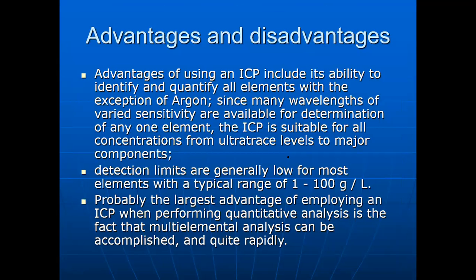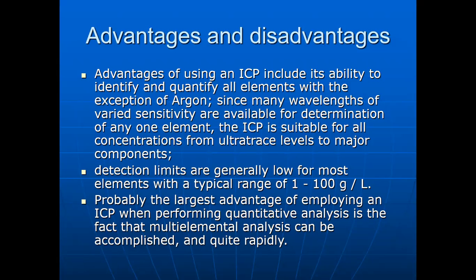So, advantages and disadvantages. What are the advantages of using inductively coupled plasma? Advantages include the ability to identify and quantify all elements with the exception of argon. Except argon, we can go for almost every type of element, because many wavelengths of varied sensitivity are available for the determination of any one element. So, like that, inductively coupled plasma is suitable for all concentrations from ultra trace level to major components.